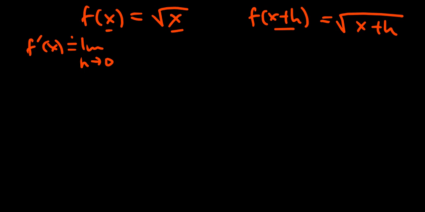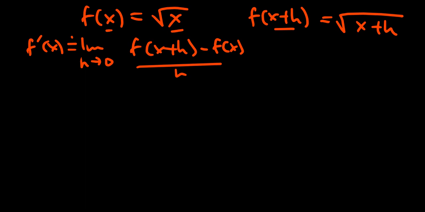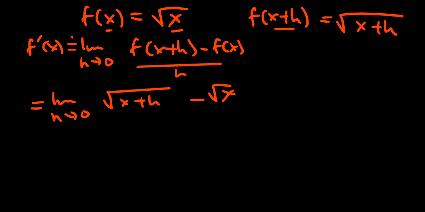So in the first part, the formula is f of x plus h minus f of x, like that, divided by h. And this is going to give me the limit as h approaches 0 to be root of x plus h minus root of x divided by h. And this is going to be equal to, okay, so what do I do from here?